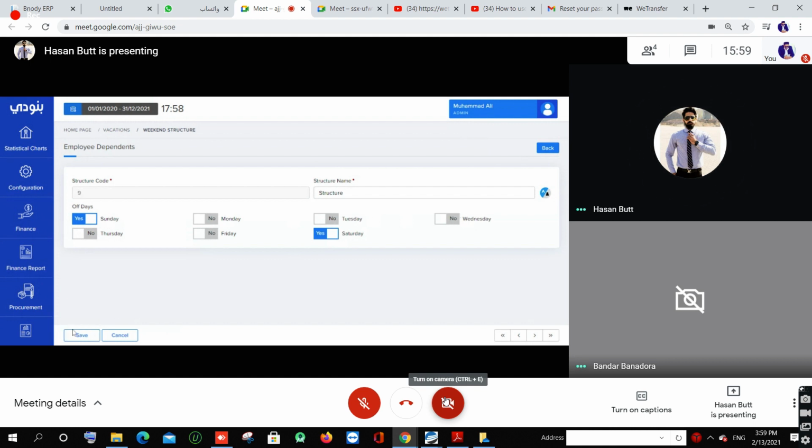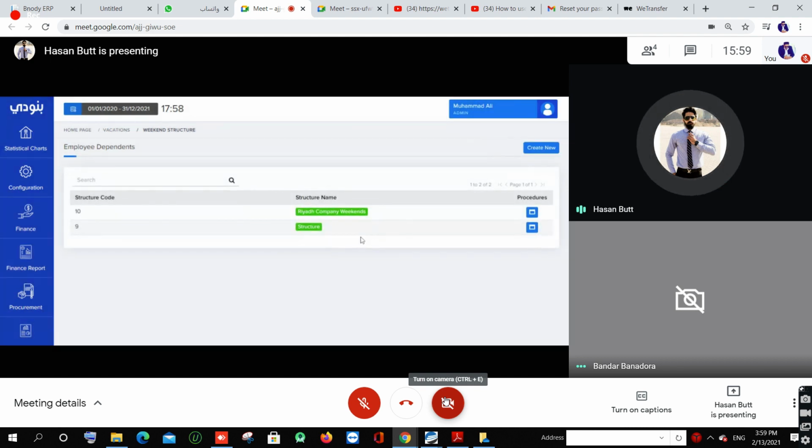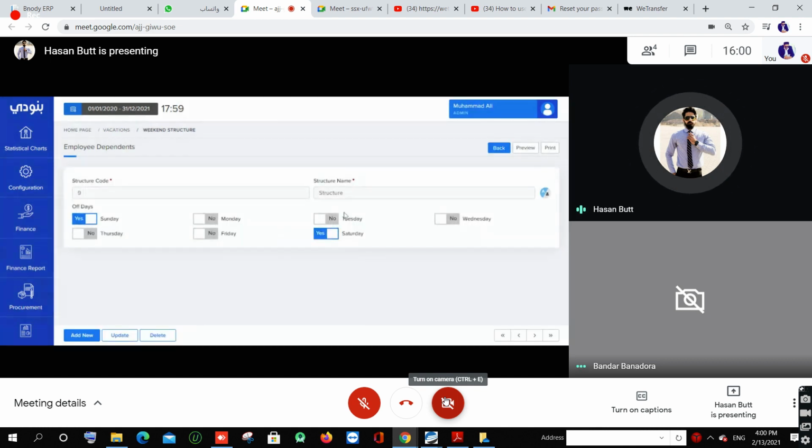Okay. Let's have an example. For example, a person has three departments in his company, and he is saying that one department will come Monday, Tuesday, Wednesday, and Thursday. So he will create the weekend structure for the employee. He will create the weekend structure, and he will create the holidays according to the departments. He will create the structures.